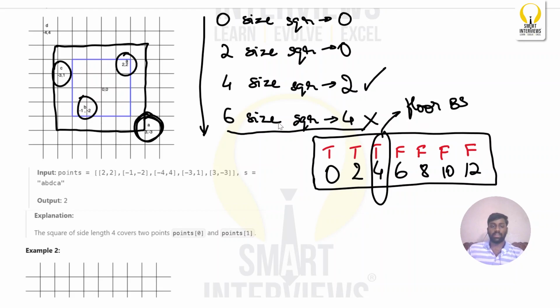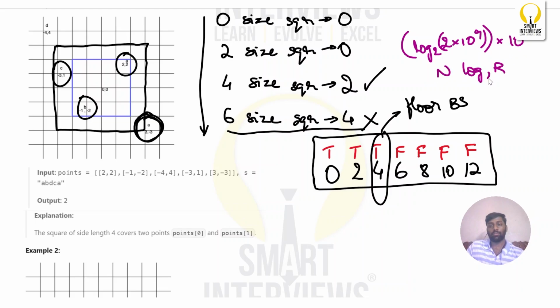If you are using floor binary search and your points can go from minus 10 power 9 to 10 power 9, then your search space comes out to be around 2 into 10 to the power of 9. Log of the search space base 2 will be your number of iterations for the binary search, and for each binary search step you're again going to check for each point. So log of 2 into 10 to the power of 9 into 10 power 5, this is something like n log of r base 2. This logic is going to work.